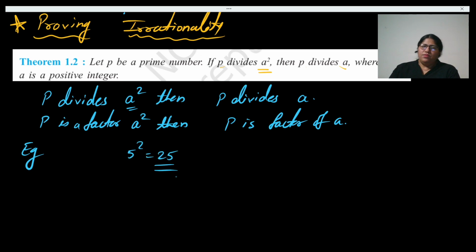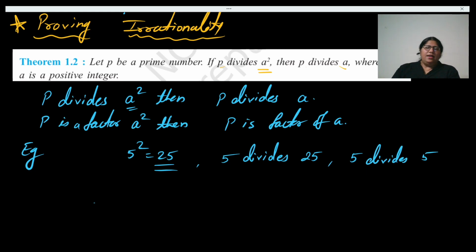So any number which is a perfect square, or in the form of a square, what is the prime factor which will divide it? We can write 5 divides 25. So automatically 5 will divide 5 also, because 25 is the square of 5. So we write here 5 divides 25, hence 5 divides 5.